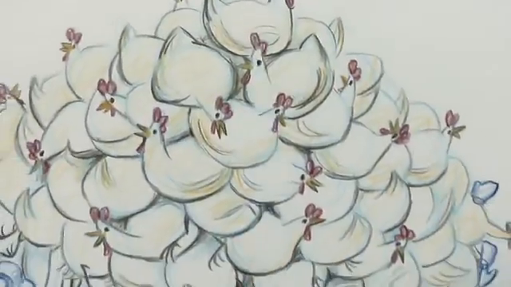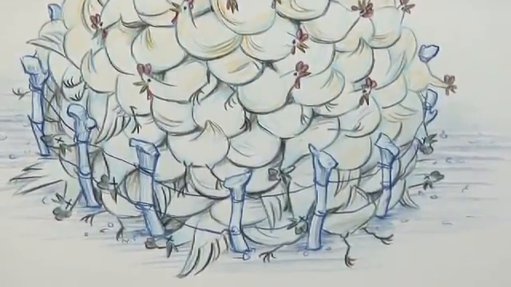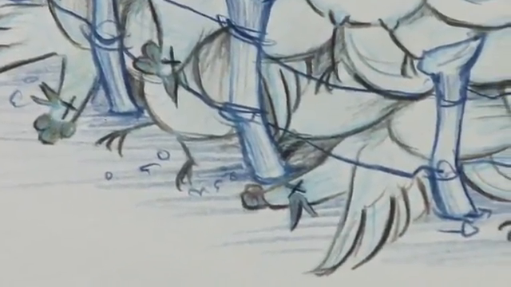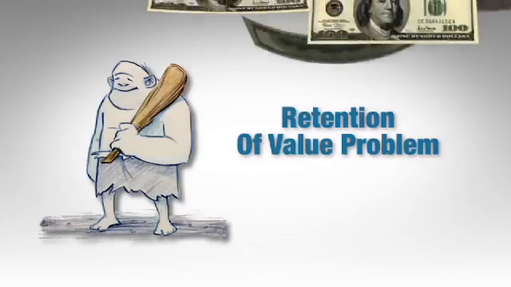As our caveman's chickens hatch, he puts them in a pen. Over time, he adds more and more chickens. But as time passes, the first chickens grow old and die. Our caveman is never able to save for college because chickens don't last long enough for him to save up enough chickens to pay for college. Economists call this the retention of value problem.